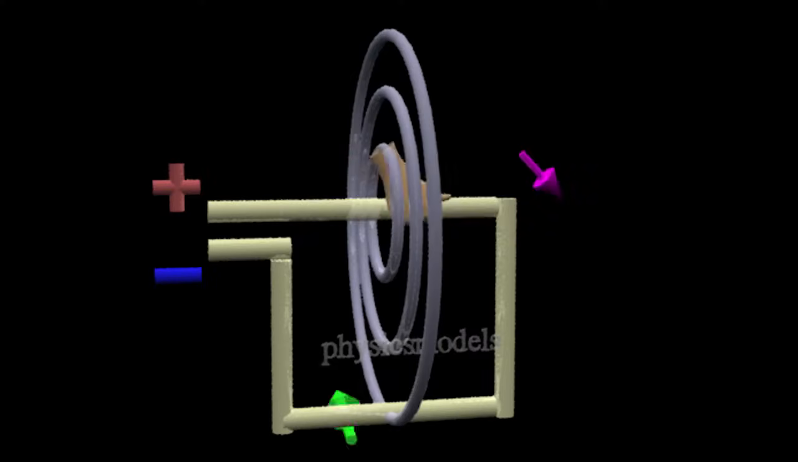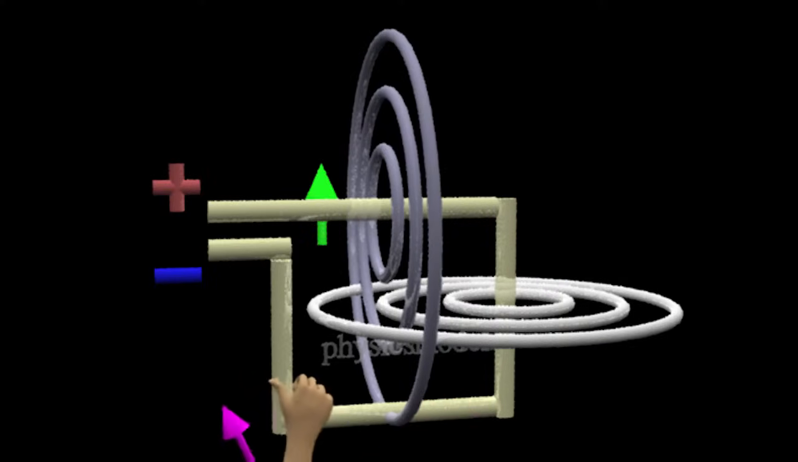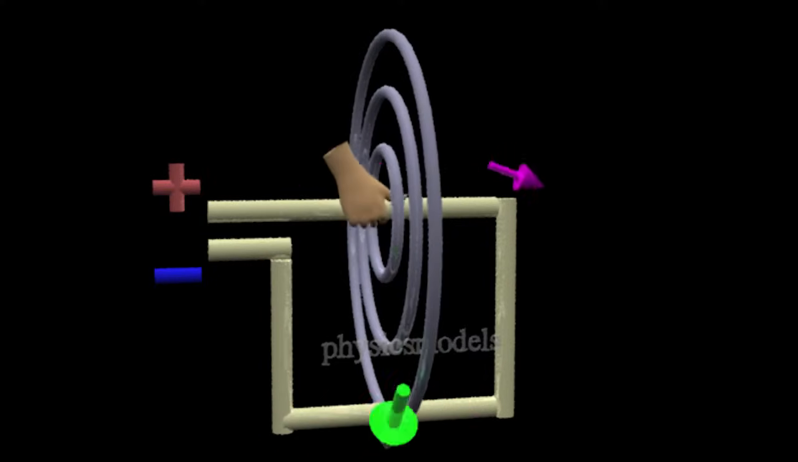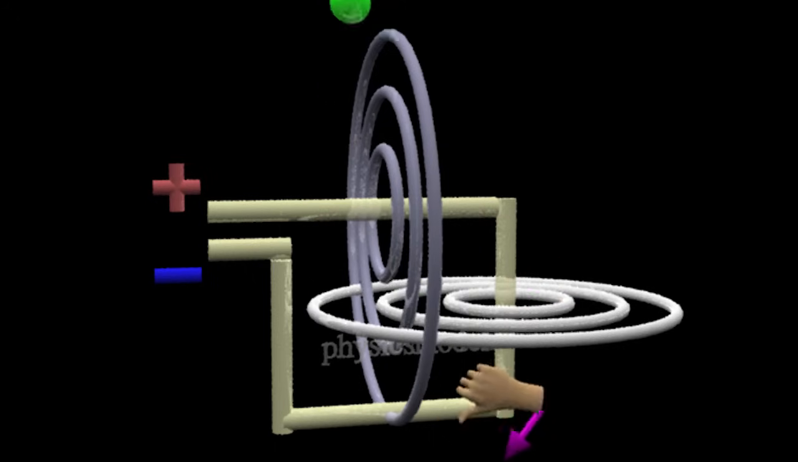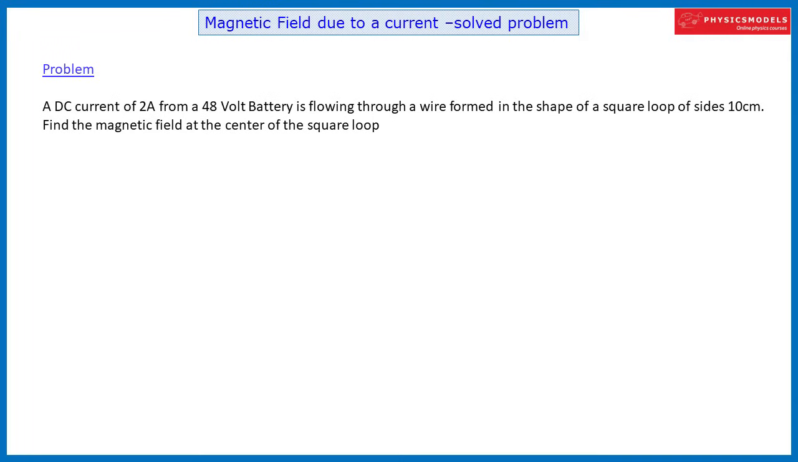Now I have created an animation of a square loop where current is flowing around a wire formed in the shape of a square loop. On the left you can see the positive terminal and the current finally flowing back to a negative terminal of the battery. The problem is defined like this: a DC current of 2 amperes from a 48-volt battery is flowing through this wire, and the dimensions of the sides are given, and we have to find the magnetic field at the center of the square loop.